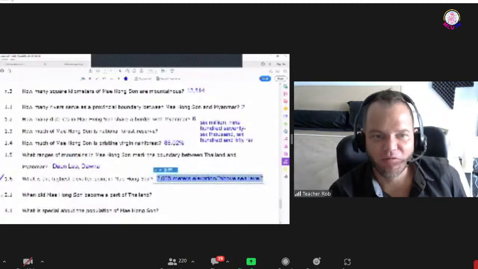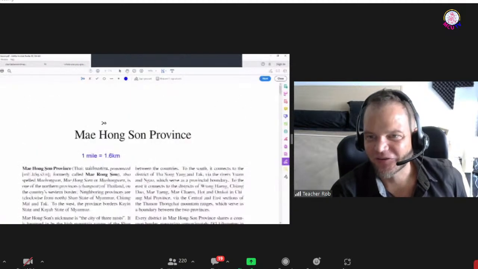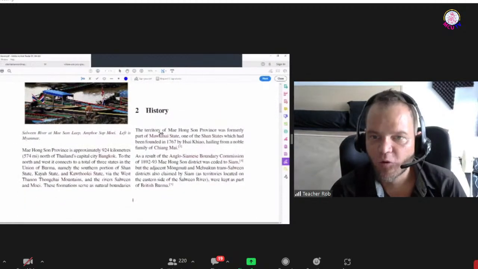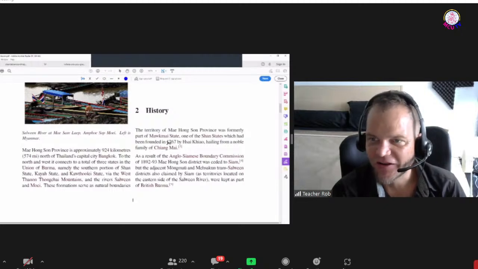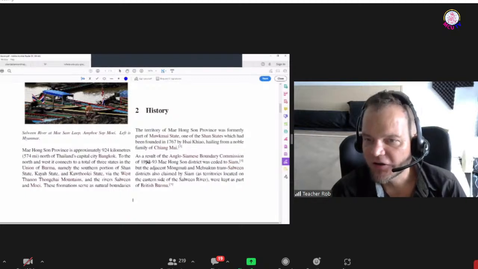So now we're going to move into section 2. Okay. Now this is going to be a little different. This is going to be a little bit about its history. So it starts like this. The territory of Mae Hong Son province was formerly part of Mok Mai state, one of the Shan states, which had been founded in 1767 by Sai Kiao, I think I'm saying that right, hailing from a noble family of Chiang Mai.